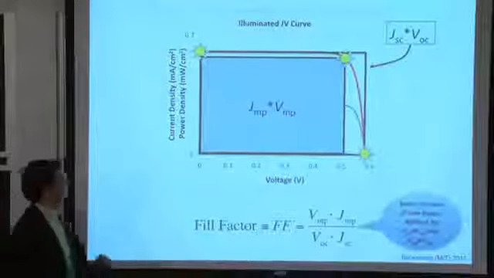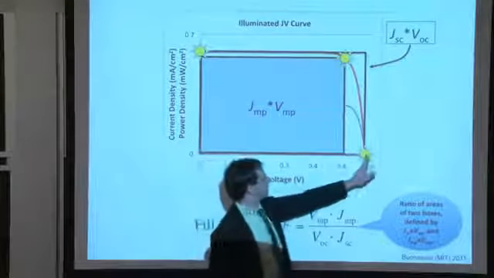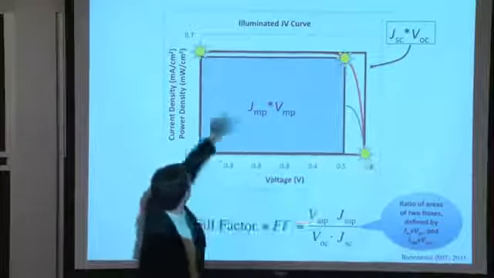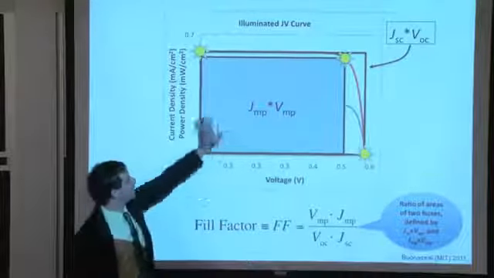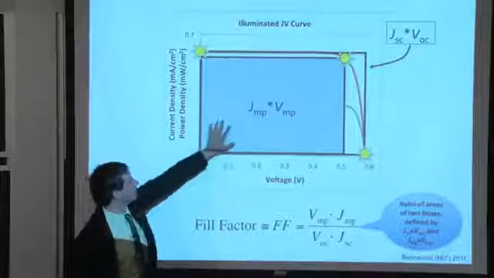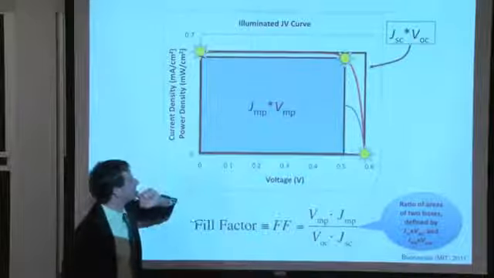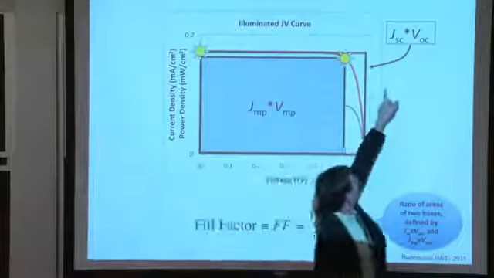Okay? And notice I have another box around here. I have this clear box that starts at the VOC point and the JSC point. And now I have two rectilinear shapes, this blue one and the clear one right here, the bigger one. The bigger one has an area of JSC times VOC.